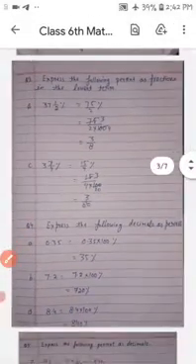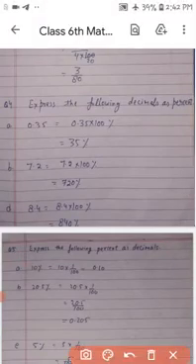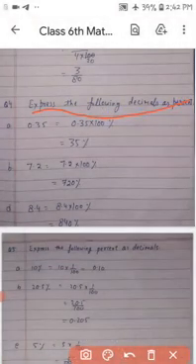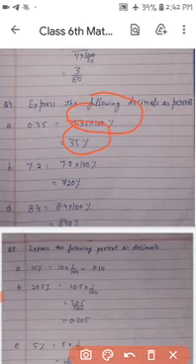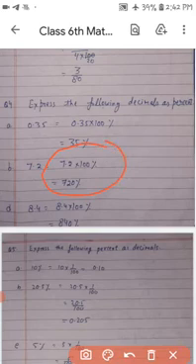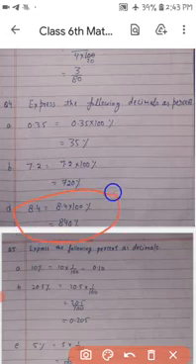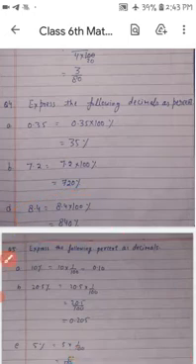Question number 4. Express the following decimal as a percent. 0.35 multiply by 100 and write the percentage sign, equal to 35%. 7.2 into 100, write the percentage sign. Now 7.2 multiplied by 100 is equal to 720%. 8.4 multiplied by 100 and write the percentage sign. Answer is 840%.